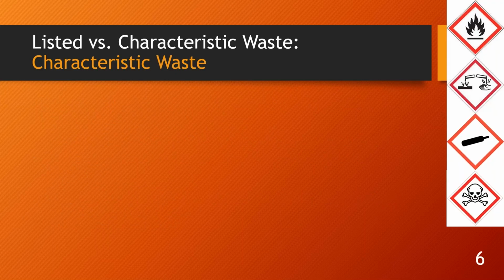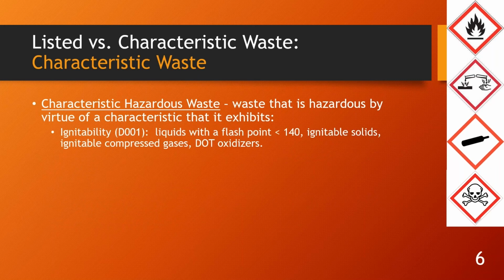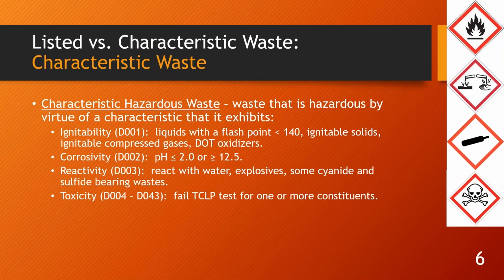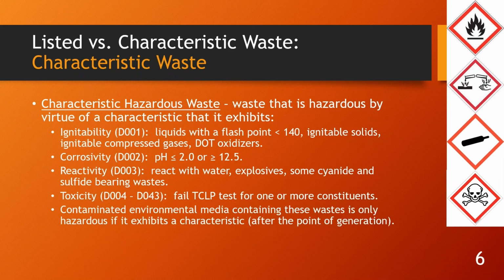I want to talk a little bit about listed versus characteristic waste. I mentioned this a little bit earlier. Characteristic waste is hazardous by virtue of some property of the waste: ignitability, corrosivity, reactivity, it reacts with water, say, or toxicity. Toxicity, that's one you're most familiar with, right? You found TCLP for lead or for VOCs. And contaminated environmental media, if it's contaminated to a point that it exhibits that same characteristic, then it is hazardous.